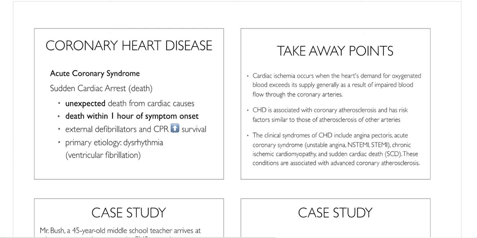So in addition to everything else, we can also have a form of acute coronary syndrome called sudden cardiac death. This is a specific type of death that results within 1 hour of symptom onset, and it is unexpected from cardiac causes.